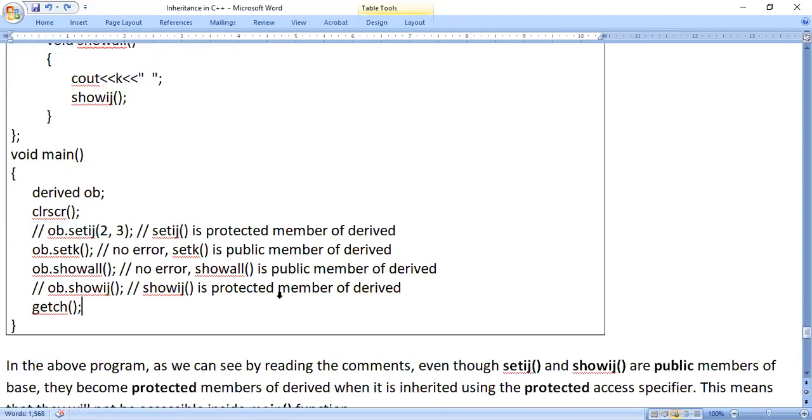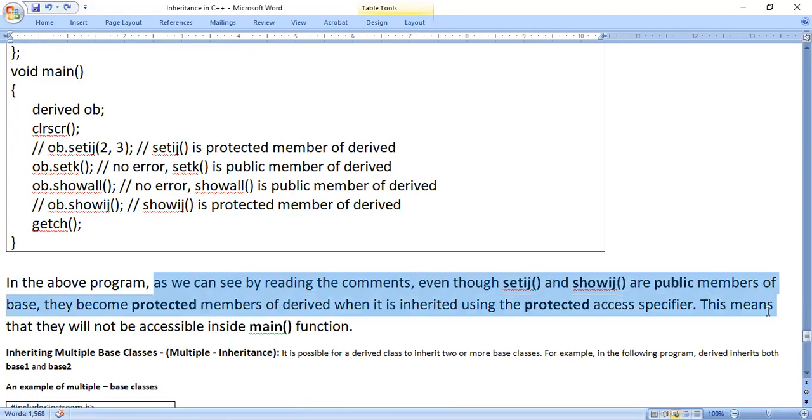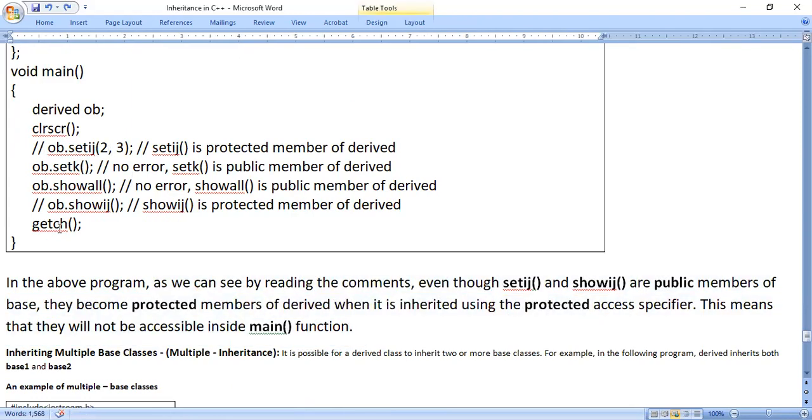Okay, that is what they are telling. So as you can see by reading the comments, even though set ij and show ij are public members of the base class, they have become protected in the derived class. So if they are protected, you cannot access them in the main function. Okay. So you will get an error if we remove these two lines. But for ob.setk, you will not get an error.